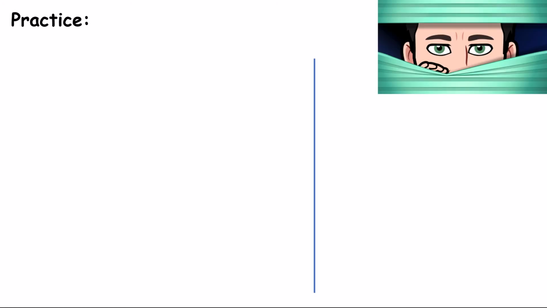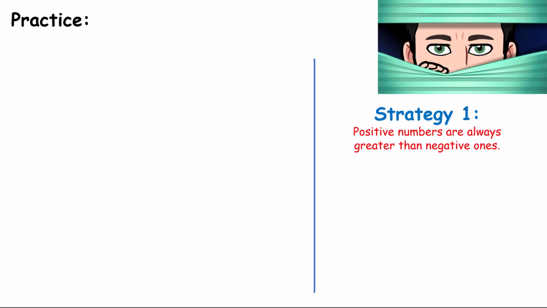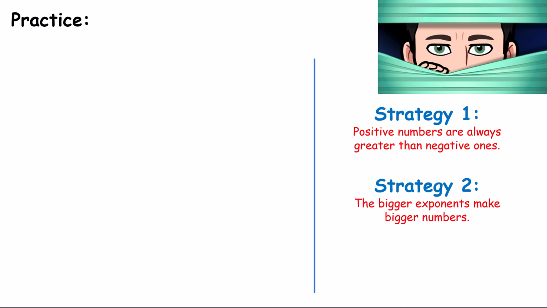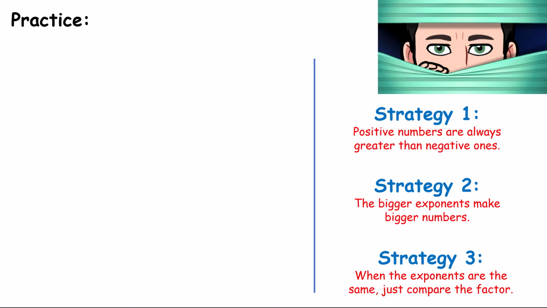So we have 3 strategies now for working with scientific notation. Strategy number 1, positive numbers are always greater than negative ones. Strategy number 2, the bigger the exponent is, the bigger the number will be. And strategy 3, when the exponents are the same, we just compare the factors. Now, this is not just a list of 3 strategies, but this is a list of 3 strategies in order of priority, meaning you always want to try strategy 1 first. If that does not help you, then move to strategy 2, and if that does not work, move to strategy 3. These are listed in priority.